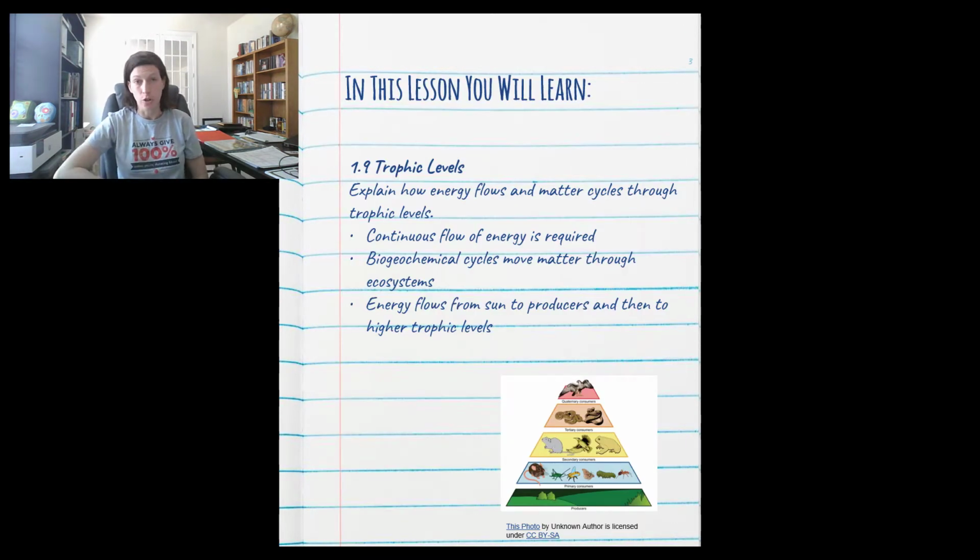In this lesson, you will learn about trophic levels. The learning target is to explain how energy flows and matter cycles through trophic levels. So you will be learning that a continuous flow of energy is required. Biogeochemical cycles move matter through ecosystems, and energy flows from the sun to producers and then to higher trophic levels.